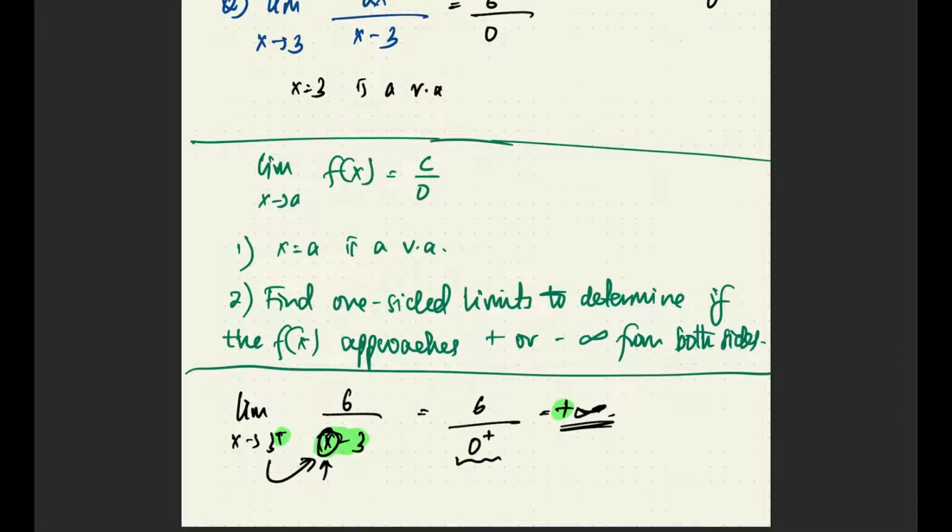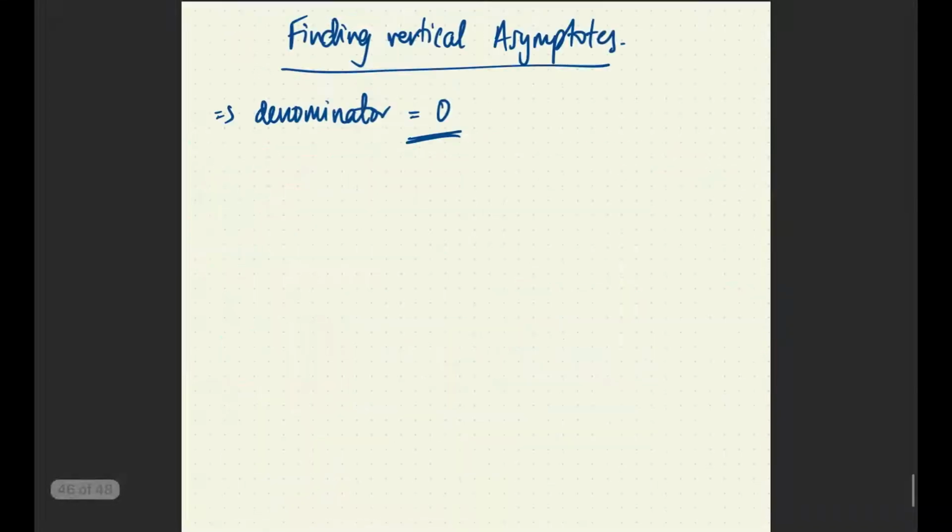If you guys remember, we say that whenever we plug in and our answer is this sort of form, constant divided by 0, then we can say that the value that x approaches is a vertical asymptote. So this is what I need you guys to remember for when we're finding vertical asymptotes. We just saw that when we have a constant divided by 0, then we have a vertical asymptote at the value which x is approaching.